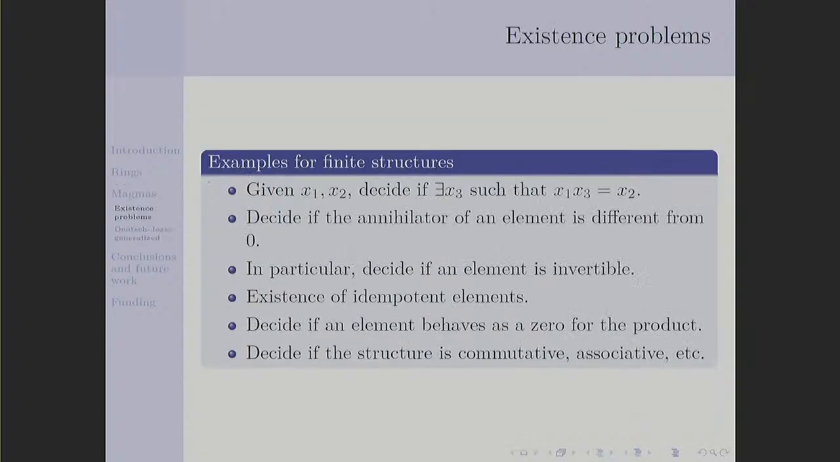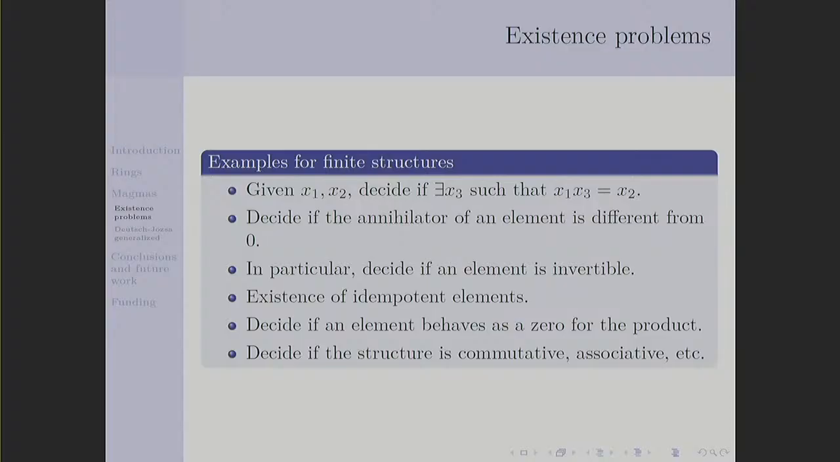Some other examples are existence of idempotent elements, or even deciding if a structure is commutative, for example. You want to find pairs that don't commute. So existence problems are very common, and in quantum computing, they can be dealt with, for example, with Grover's algorithm. But Grover's algorithm is not for groups or rings, it's for finite sets in general.